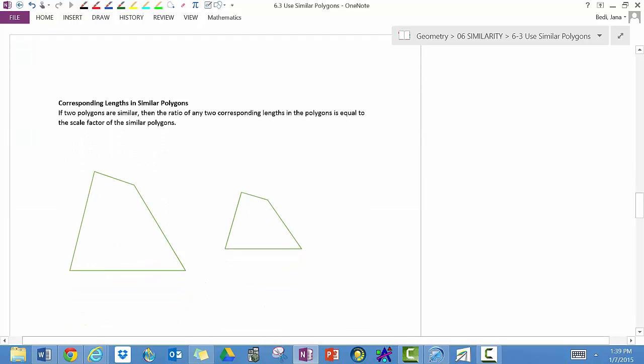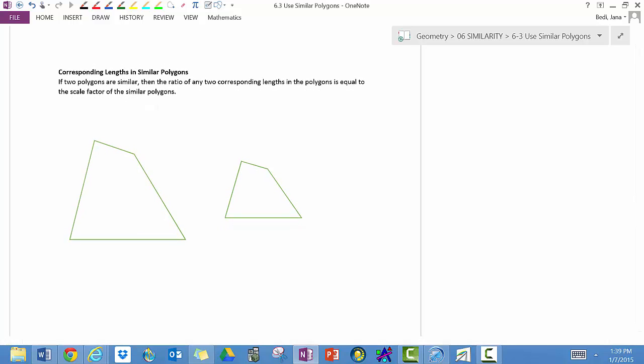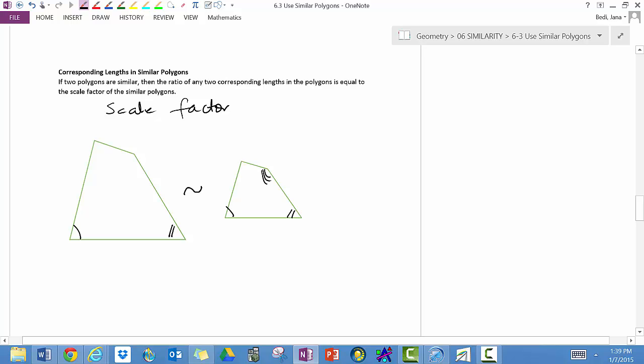We already talked about this. Corresponding lengths in similar polygons. If two polygons are similar, the ratio of any two corresponding sides is equal to the scale factor. So if you are given the scale factor here, let's just make up a scale factor. Let's say these two are similar, and these are how the angles are congruent.